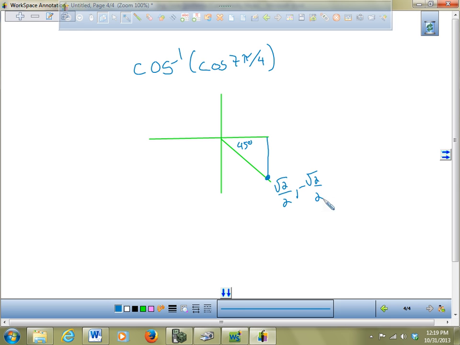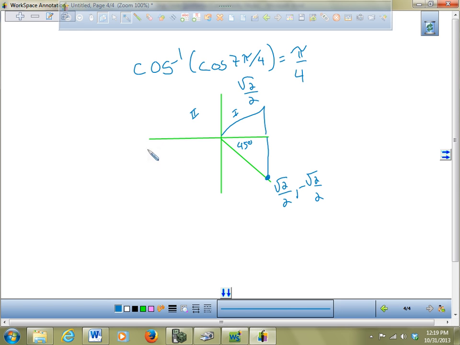Okay? So what angle has a cosine of root 2 over 2? But remember, inverse cosine is only defined in quadrants 1 and 2. So where else is cosine equal to root 2 over 2 in either this quadrant or this quadrant? Pi over 4. Very good. Okay? So that answer is equal to pi over 4. Do you follow how you kind of think about that? Okay?